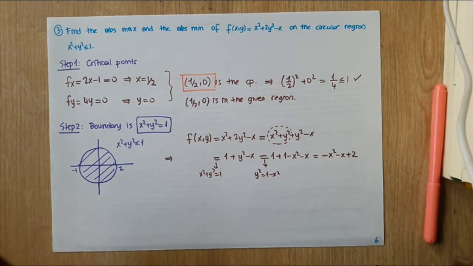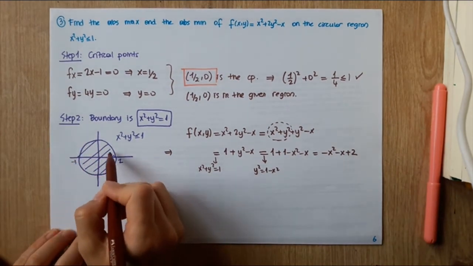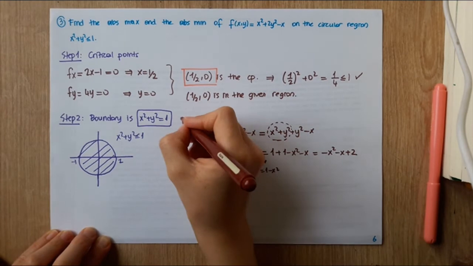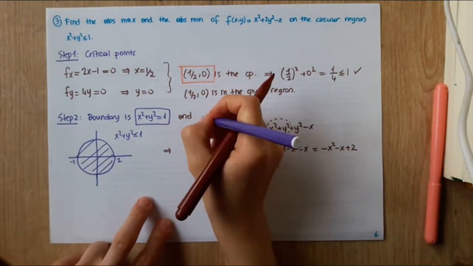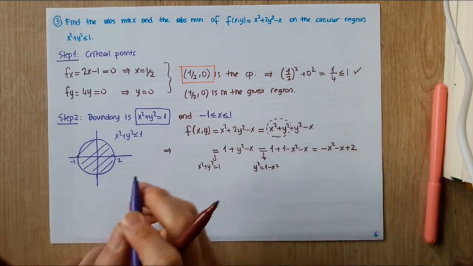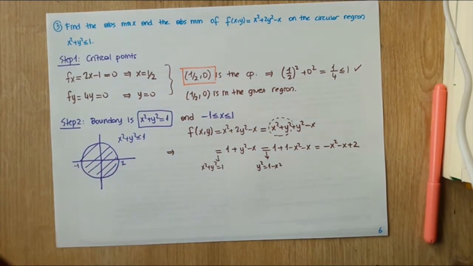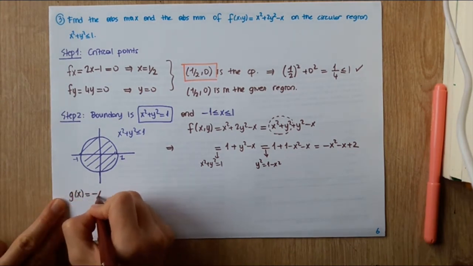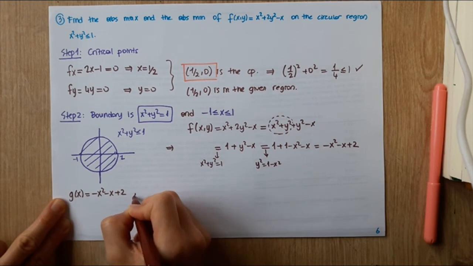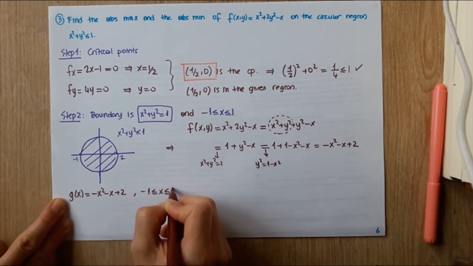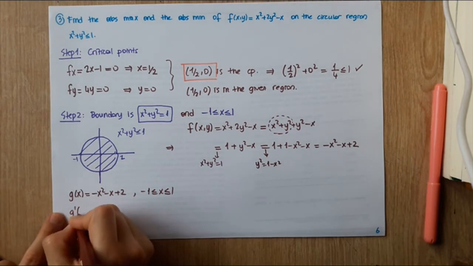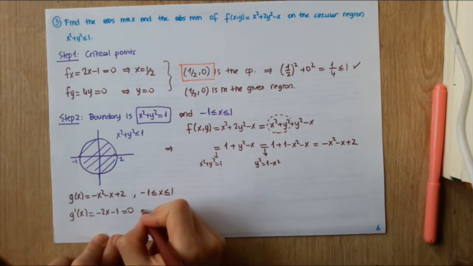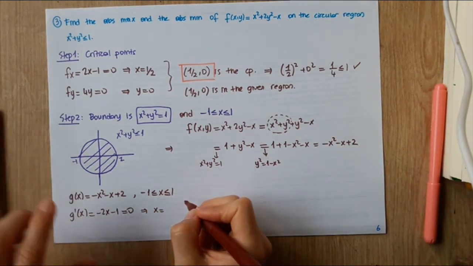Because we have a circular region here, as you can see, x changes between minus 1 and 1. If you look at the region, x is between minus 1 and 1. So at the end, I have such a function, g of x equals minus x squared minus x plus 2, and the interval is minus 1 to 1. So g prime of x is minus 2x minus 1, equal to 0. So I have x equals minus 1 over 2.